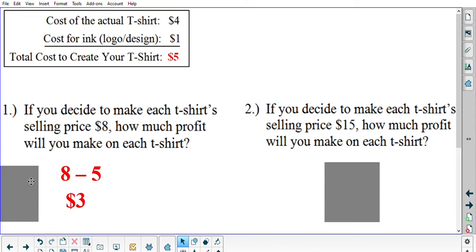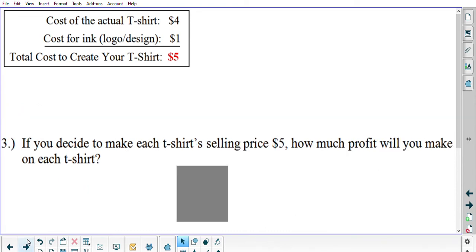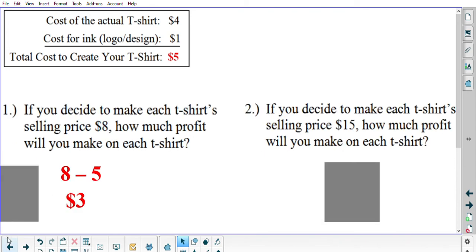Okay, would you please do number 2 and number 3 on your own? Hit pause on the video, do number 2 and 3 on your own, then hit play when you're ready to see how you did.